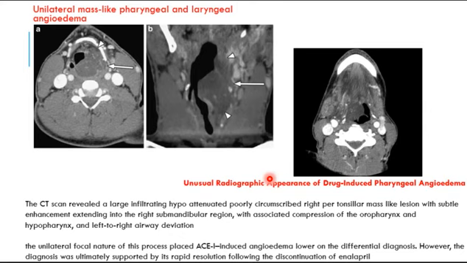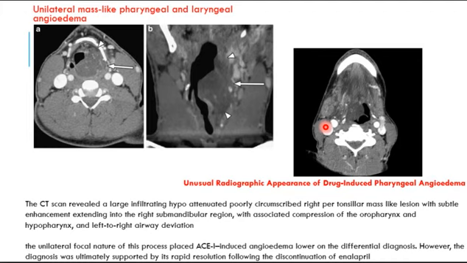This is another unilateral mass-like pharyngeal and laryngeal angioedema. We see this area and we may think that this is a mass, but actually this is another case which I found. It's a case of angioedema that's involving the pharynx and the laryngeal walls, and it's compressing the larynx and may cause airway compromise. This is an unusual appearance of drug-induced pharyngeal angioedema.